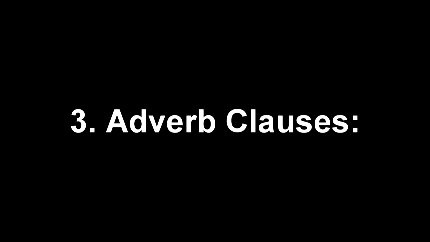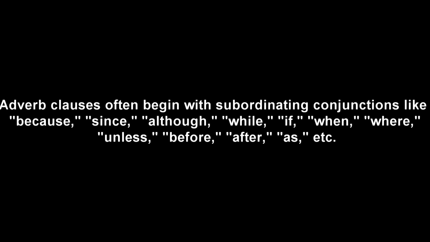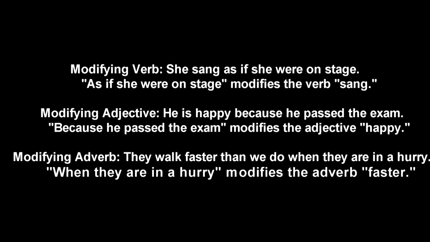Adverb clauses. An adverb clause modifies a verb, an adjective, or an adverb in the independent clause. Adverb clauses often begin with subordinating conjunctions like because, since, although, while, if, when, where, unless, before, after, as. Here are some examples. Modifying verb: she sang as if she were on stage.